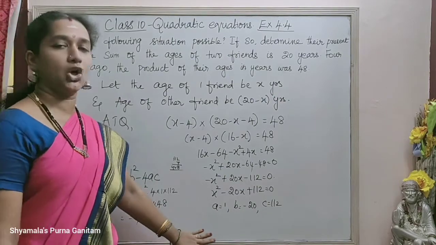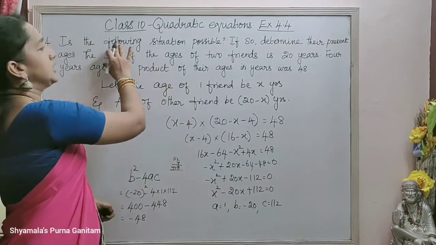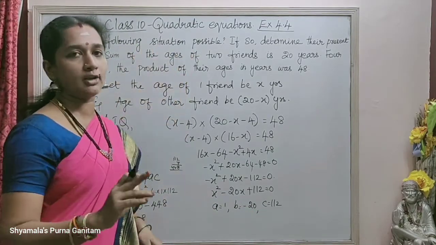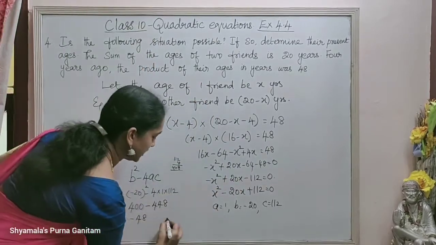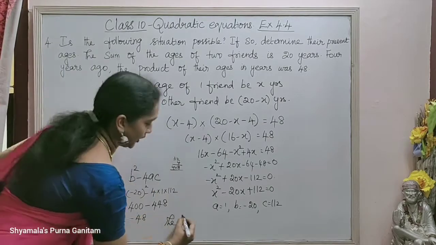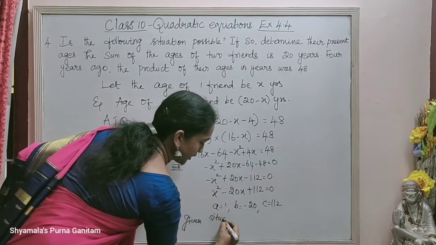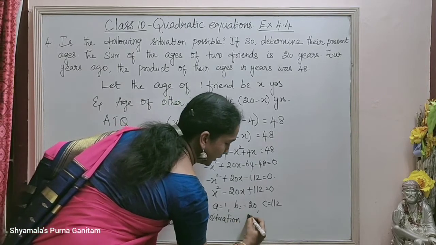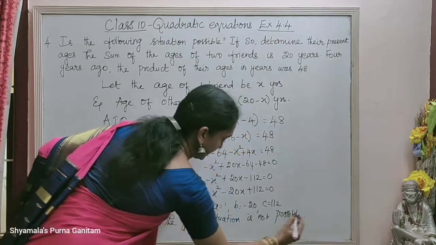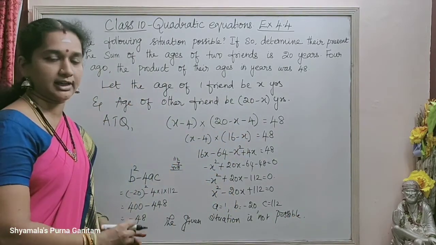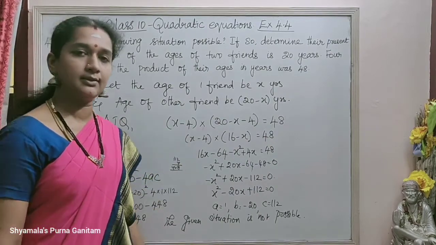So the roots are not possible for the given quadratic equation. So the following situation is not possible. That is the answer for this. You have to write it like this. The given situation is not possible. Why? Because the discriminant is less than 0. You are getting negative value for the discriminant. So there won't exist any roots.